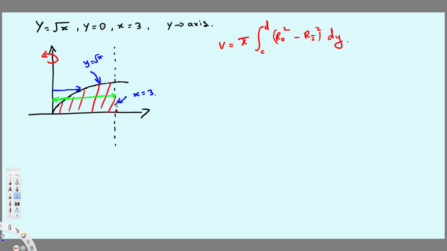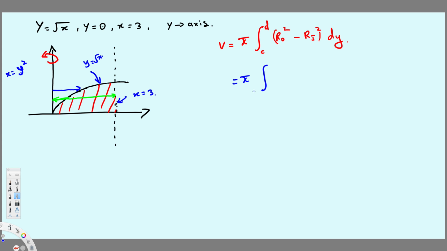Here we know the outer radius in terms of x, so we don't have to worry about that one, but we have to change this one to x equals some value. So if you square this, x is going to be equal to y squared. So this is the value we want to plug into this equation. Let's go ahead and put this in the equation.